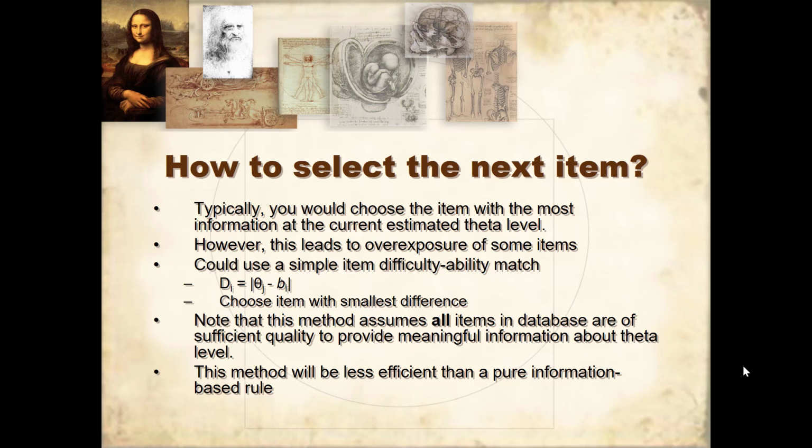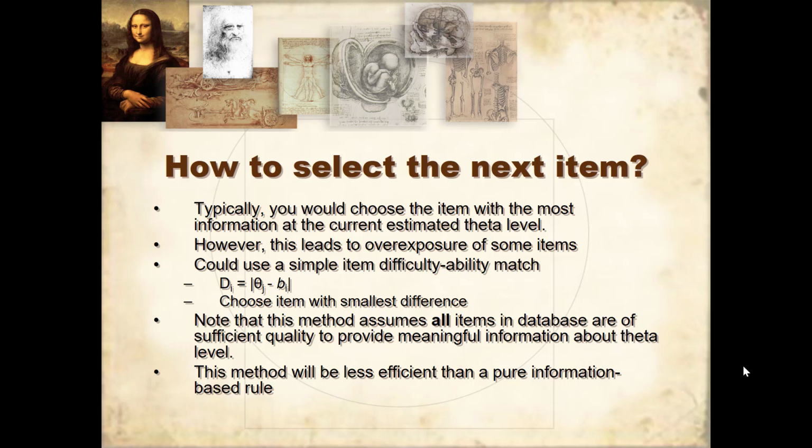But the problem is you tend to pick the same items over and over and over, and especially the first few items, right? Because after the first item, if people get it right, anybody who gets it right goes to the same theta, and then you're going to use the same second item for that person. And so what you end up with is the first 4 or 5 items tend to be seen over and over and over. It's a lot of item exposure there. And so for that reason, you might not want to pick the item based on the information alone.